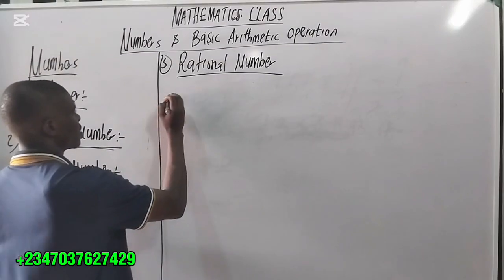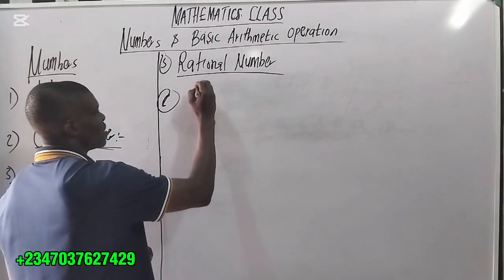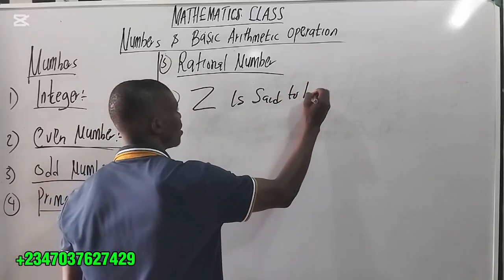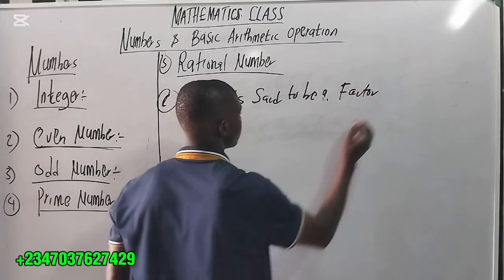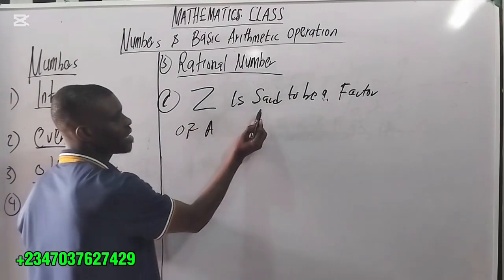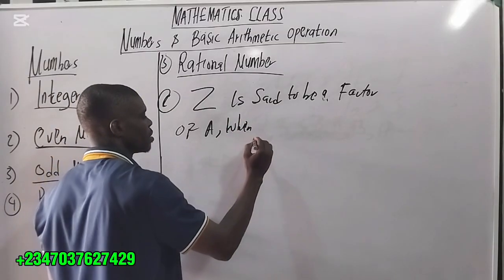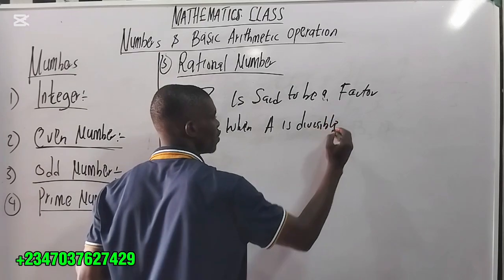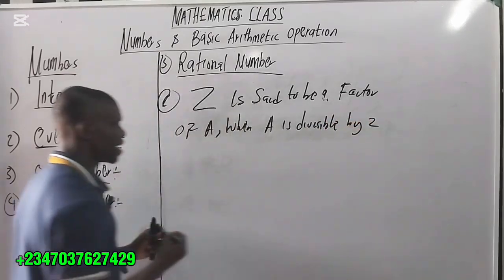Now number 6, right? Now look at something here. Z is said to be a factor of A when A is divisible by Z. Now let me explain to you here.